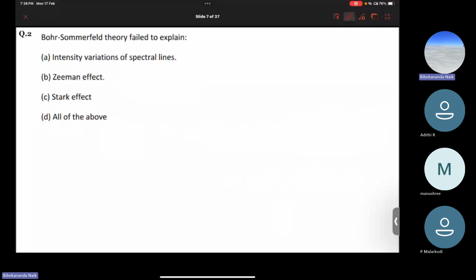Okay, so we will move to the second question. The question says, Bohr-Sommerfeld theory failed to explain: Option A, intensity variations of spectral lines. Option B, Zeeman effect. Option C, Stark effect. And option D, all of the above. So can anyone tell me what will be the correct option?